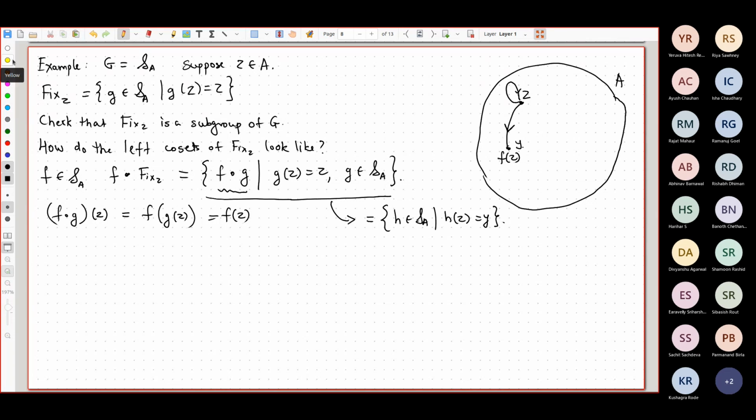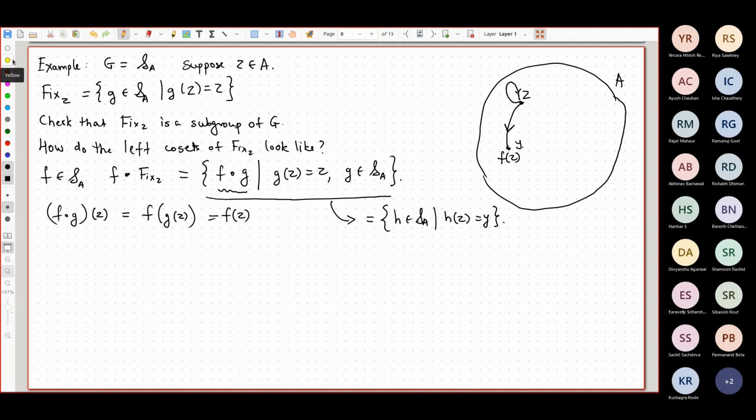Raise your hand if this is not clear. Divyanshu, do you want to ask a specific question or do you want me to explain once again? I would just read it again. Okay, fine. Sachit? So what do you mean again by specific element? Like I got F G Z is F Z.